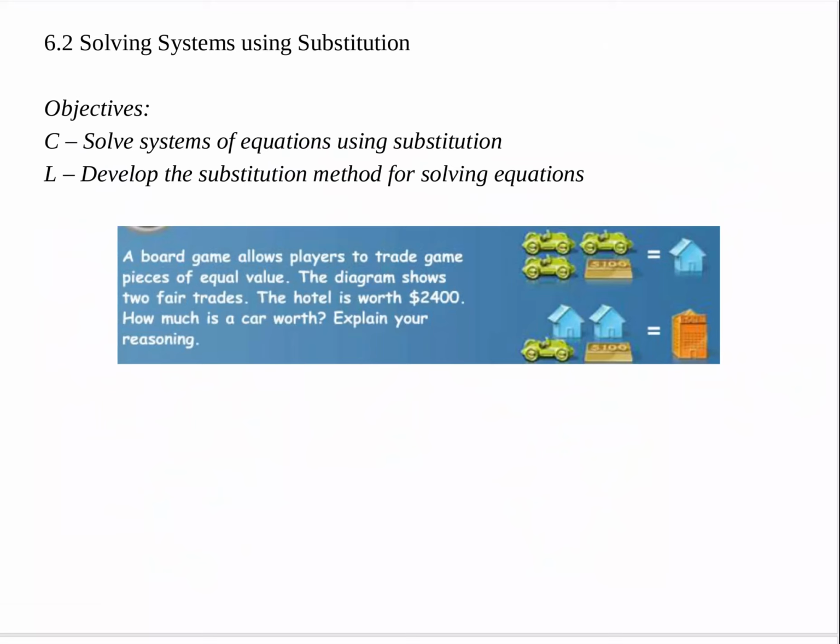Okay, here we are. And this problem says a board game allows players to trade game pieces for equal value. The diagram shows 2 fair trades. The hotel is worth $2,400. So this thing right here, I guess, is the hotel. How much is a car worth?